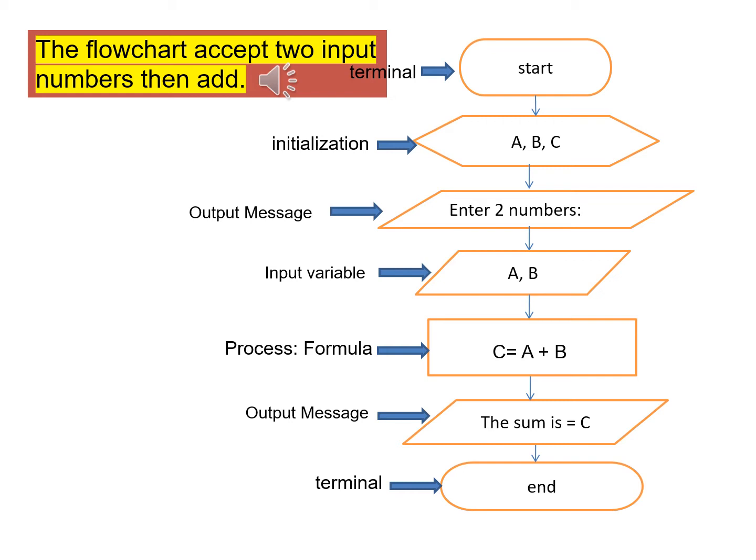The next example of the flowchart accepts two inputs then adds them. So starting with the terminal, next is the initialization of your variables, your inputs A and B, and the output is C. Next is display message. Next is an input for the variables, input variables such as A and B. Next is the formula, a process for addition, C is equal to A plus B. Then the output message for the result of adding A and B. Then end with the terminal.